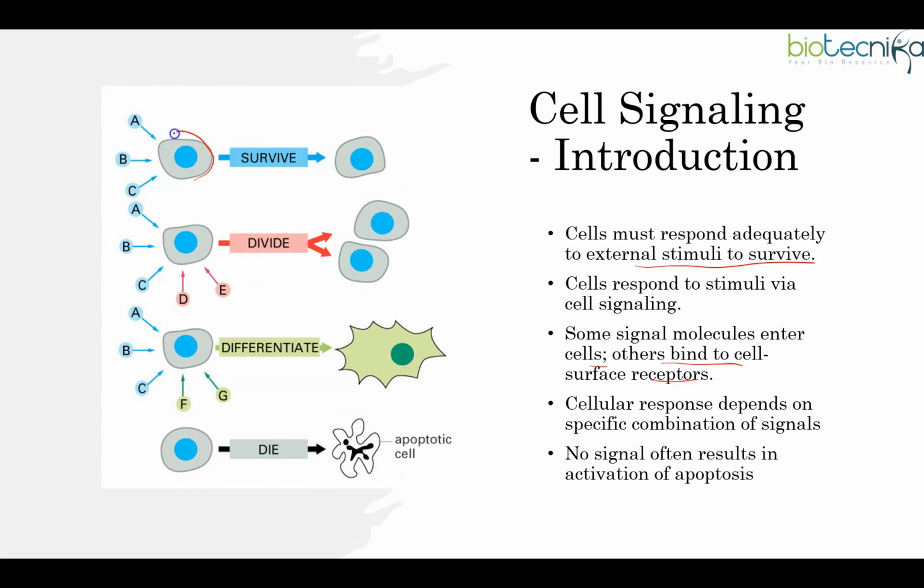Basically, a cell can have signals from many sources which can give it a signal to survive. Also, there can be some combination of signals which will tell the cell to not only survive but also to divide. Along with survival signal, you may have the cell going into a different type of gene expression which will make the cell express a specific set of genes and thus differentiate into a certain cell type. And as I said, if there is no cell signaling, then that might be a signal for the cell to die. That means undergo apoptosis.